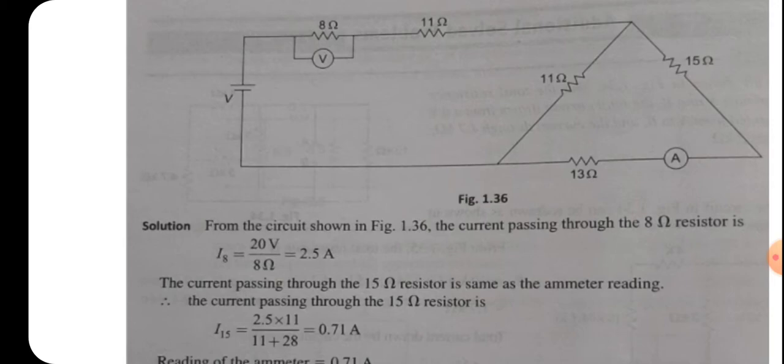So by current divider rule, the current through the 15 ohm resistor, I15, will be equal to 2.5 into, since you are asked to find the current through the 15 ohm resistor, on the numerator 11 ohm will appear, divided by the sum of the resistors. What is the sum of resistors? That is 11 ohm plus 15 ohm plus 13 ohm. So I15 equals 2.5 into 11 divided by 11 plus 28, that is equal to 0.71 ampere.